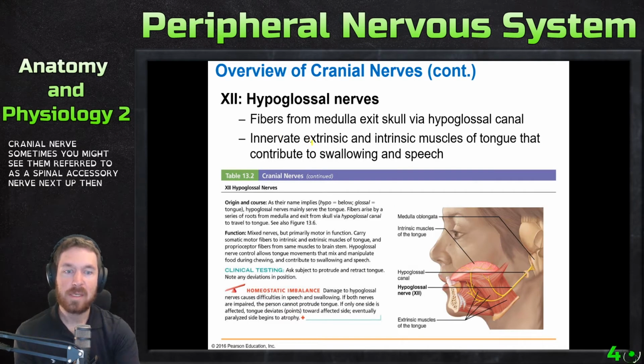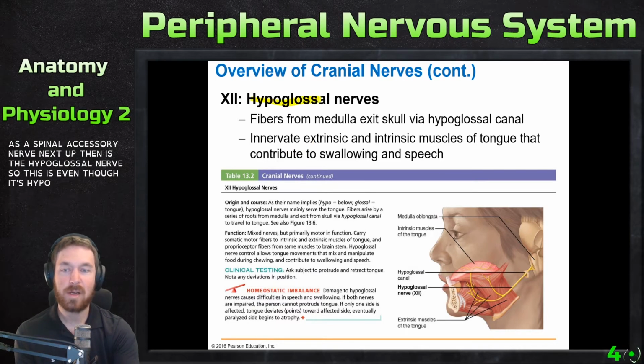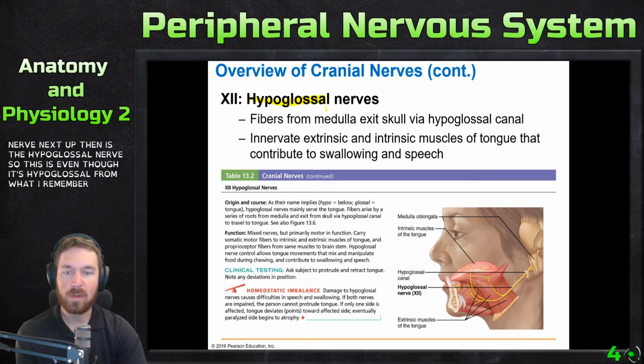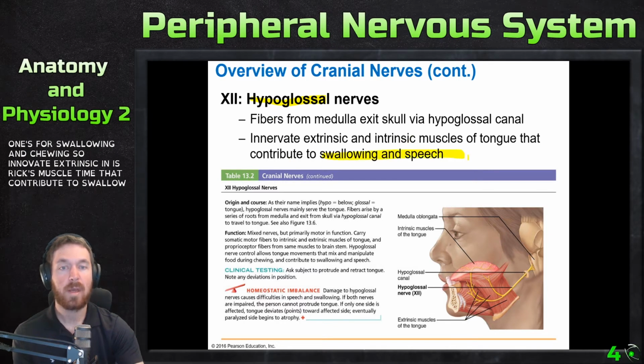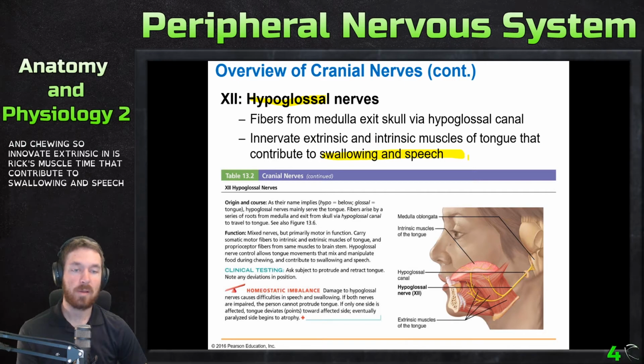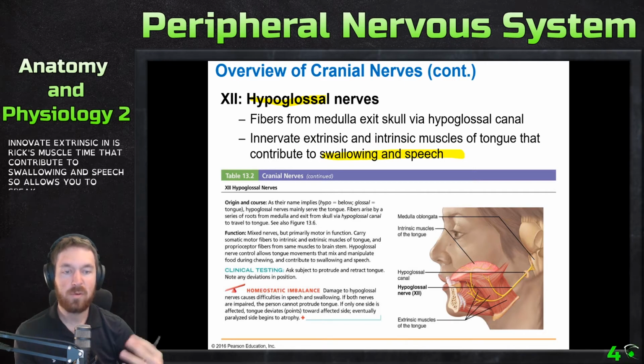Next up then is the hypoglossal nerve. Even though it's hypoglossal, from what I remember, this one doesn't do much for taste. This one's for swallowing and chewing. It innervates extrinsic and intrinsic muscles of the tongue that contribute to swallowing and speech. So it allows you to speak, moves your tongue, and so forth.